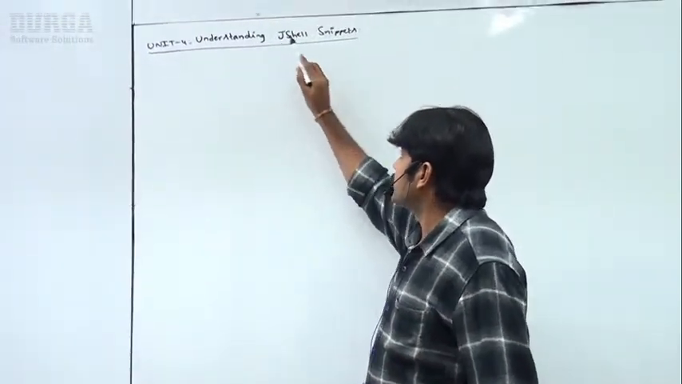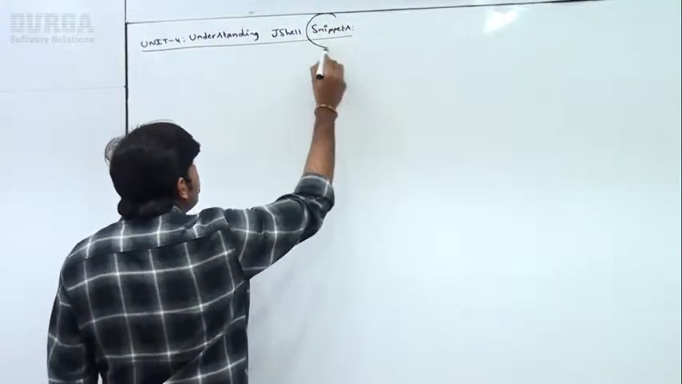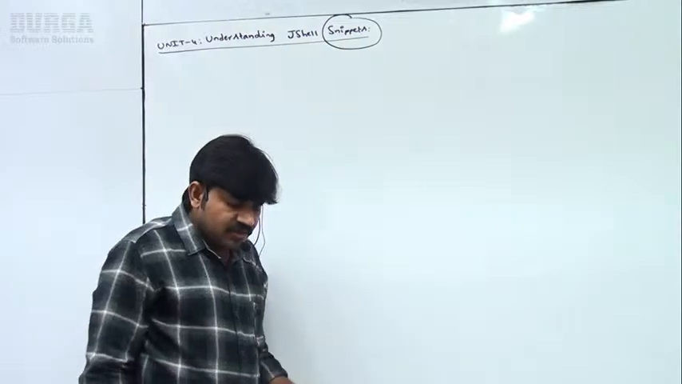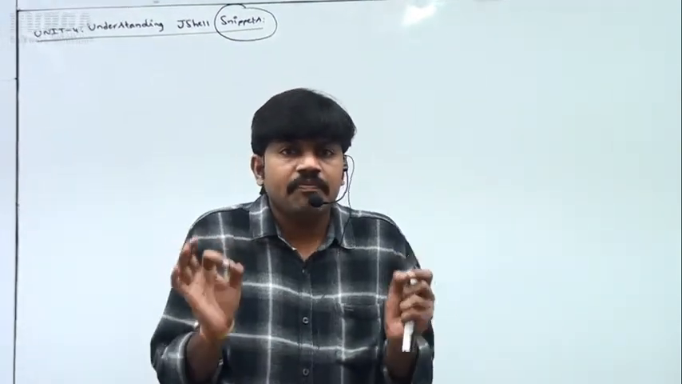Sir, now my next unit 4, understanding JShell snippets. Again, what is this concept, sir? Can you spell out? Understanding JShell snippets, like this. So now, what is a snippet? A snippet is a piece of code, which is by default considered a snippet, sir.